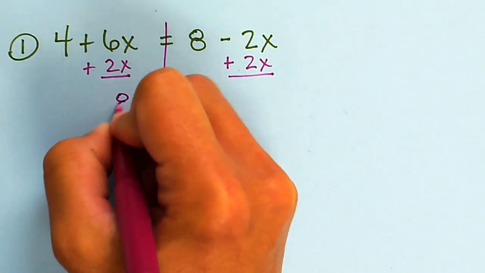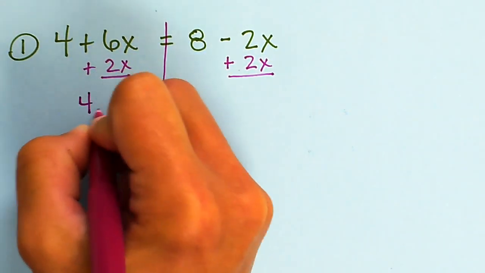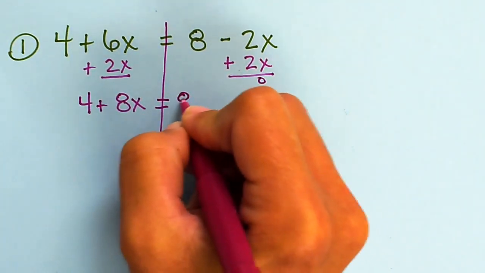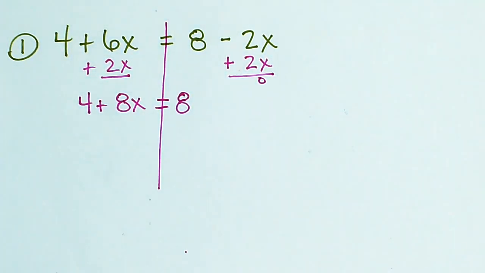6x plus 2x gives me 8x. Still got my 4. This is positive. This made 0, so I'm left with only 8 on the right-hand side. Now I move on to the next question. What is your goal? Your goal is to get x by itself. What numbers are on the same side of the equal sign as x? 4 and 8. Which one is not touching x?